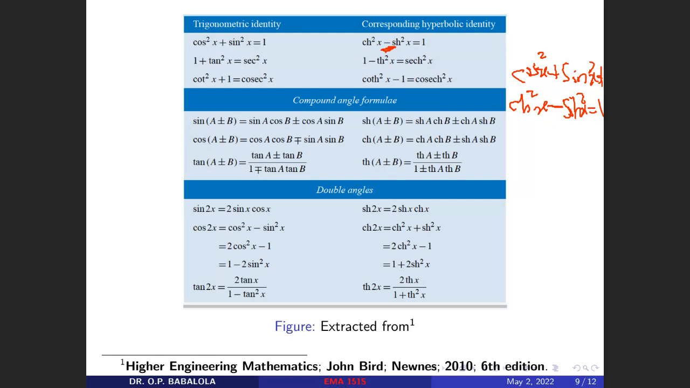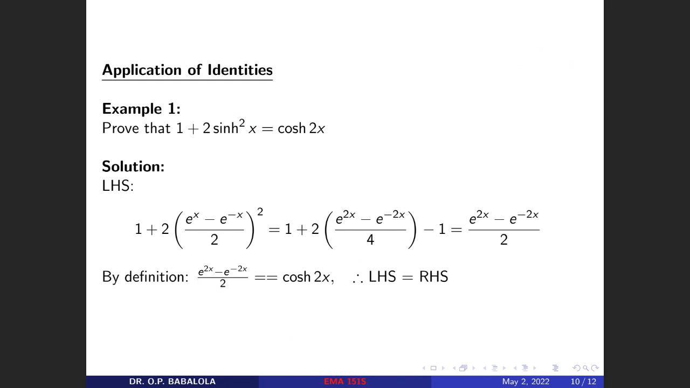Look at the double angles, for example, where we have a negative sign here, the corresponding hyperbolic identity changes to positive. All right, and here you see it changes. So you must observe this, and that is how you use the hyperbolic identities to solve different problems. All right, this is in your textbook, so you can always look that up in your textbook as well. Let's see the application of these identities.